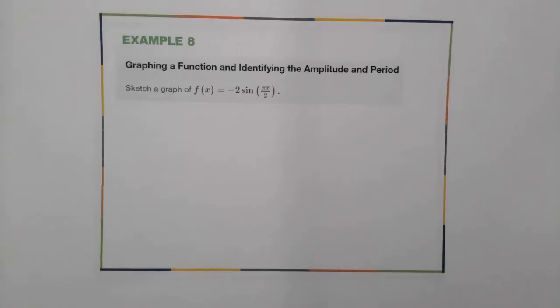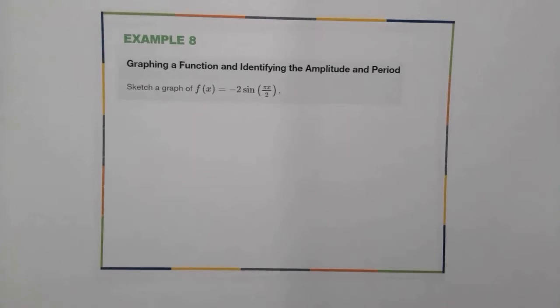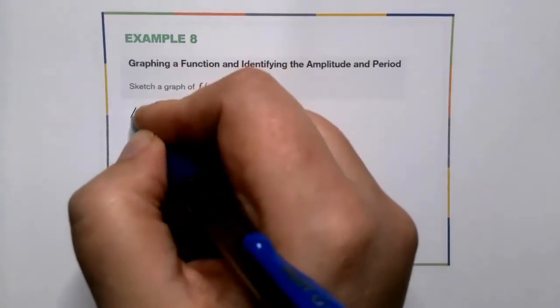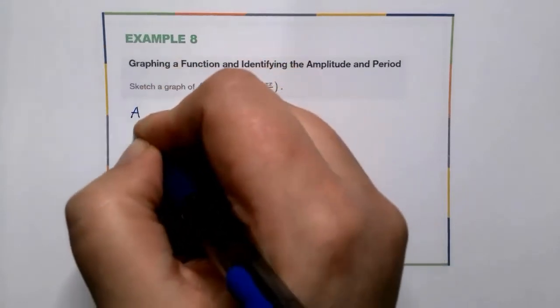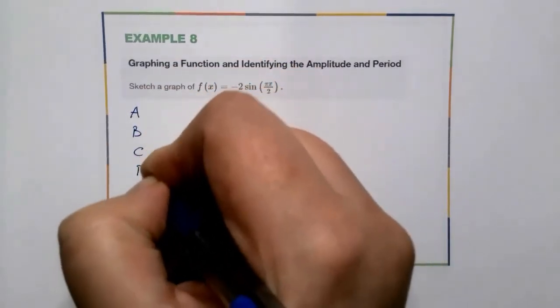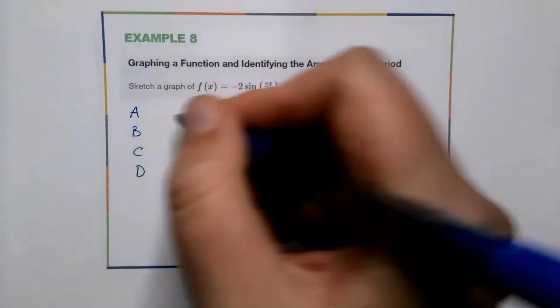Let's take a look at this problem. It says sketch a graph of f of x, where f of x is -2 sine of pi x divided by 2. I will start with identifying my A, B, C, and D coefficients.